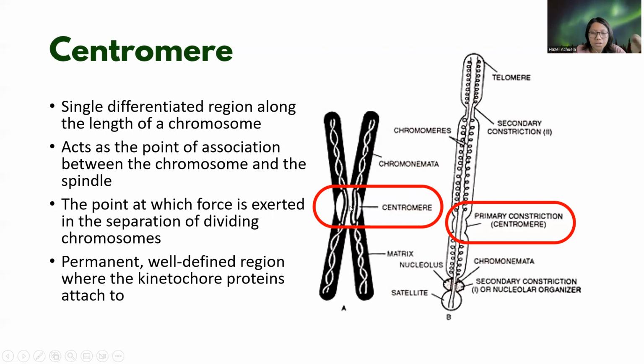So the centromere serves as the point of association. That is what connects these two arms or two segments. And another, we also call this one, this is a chromatid. This is also a chromatid. Okay. Next, this is the point at which force is exerted in the separation of dividing chromosomes. Once the cell is in the anaphase stage, whether that's mitosis or meiosis, this is where the force is exerted. Kasi dito nakakabit si microtubule or tinatawag nating spindle fiber.